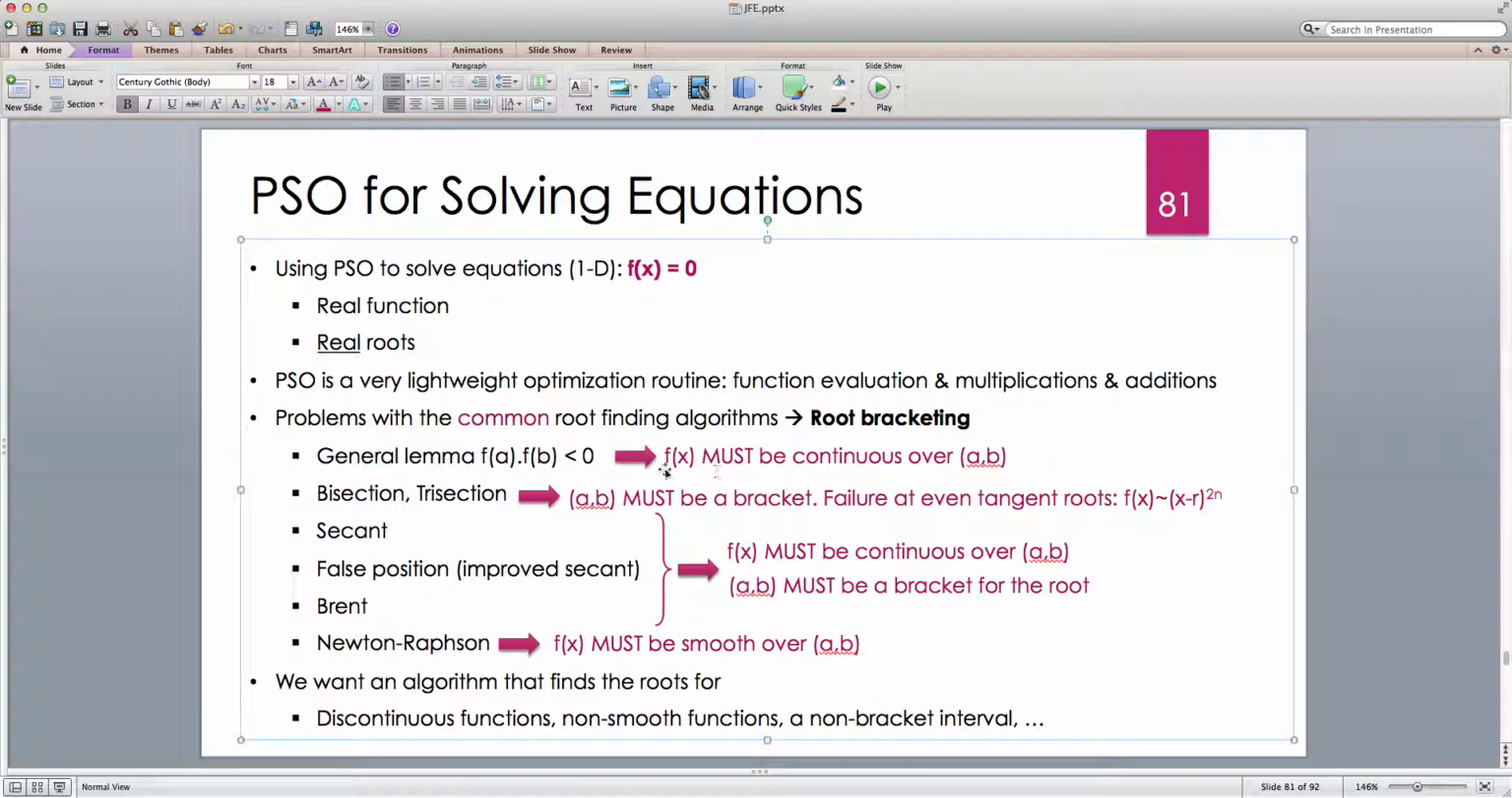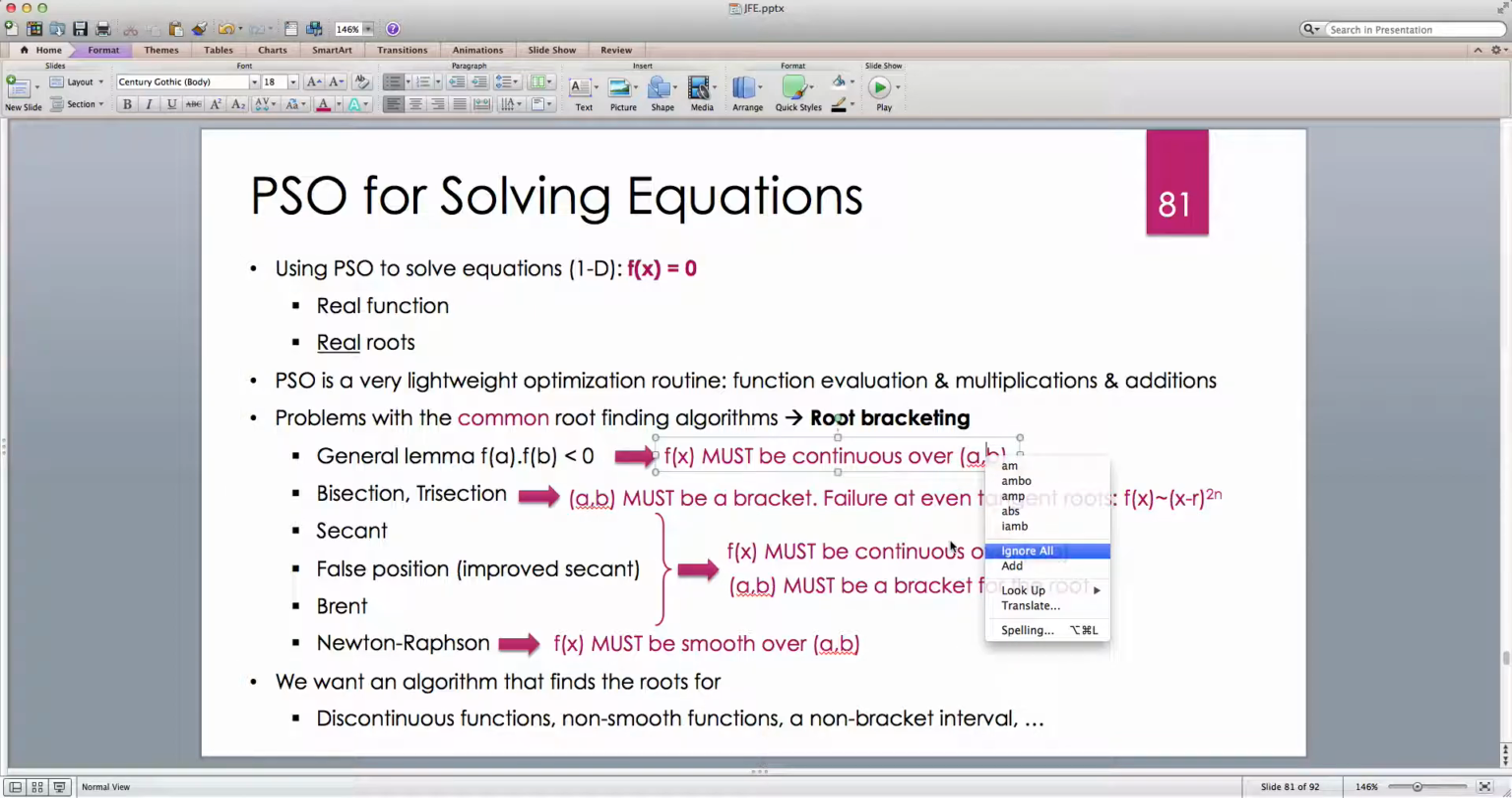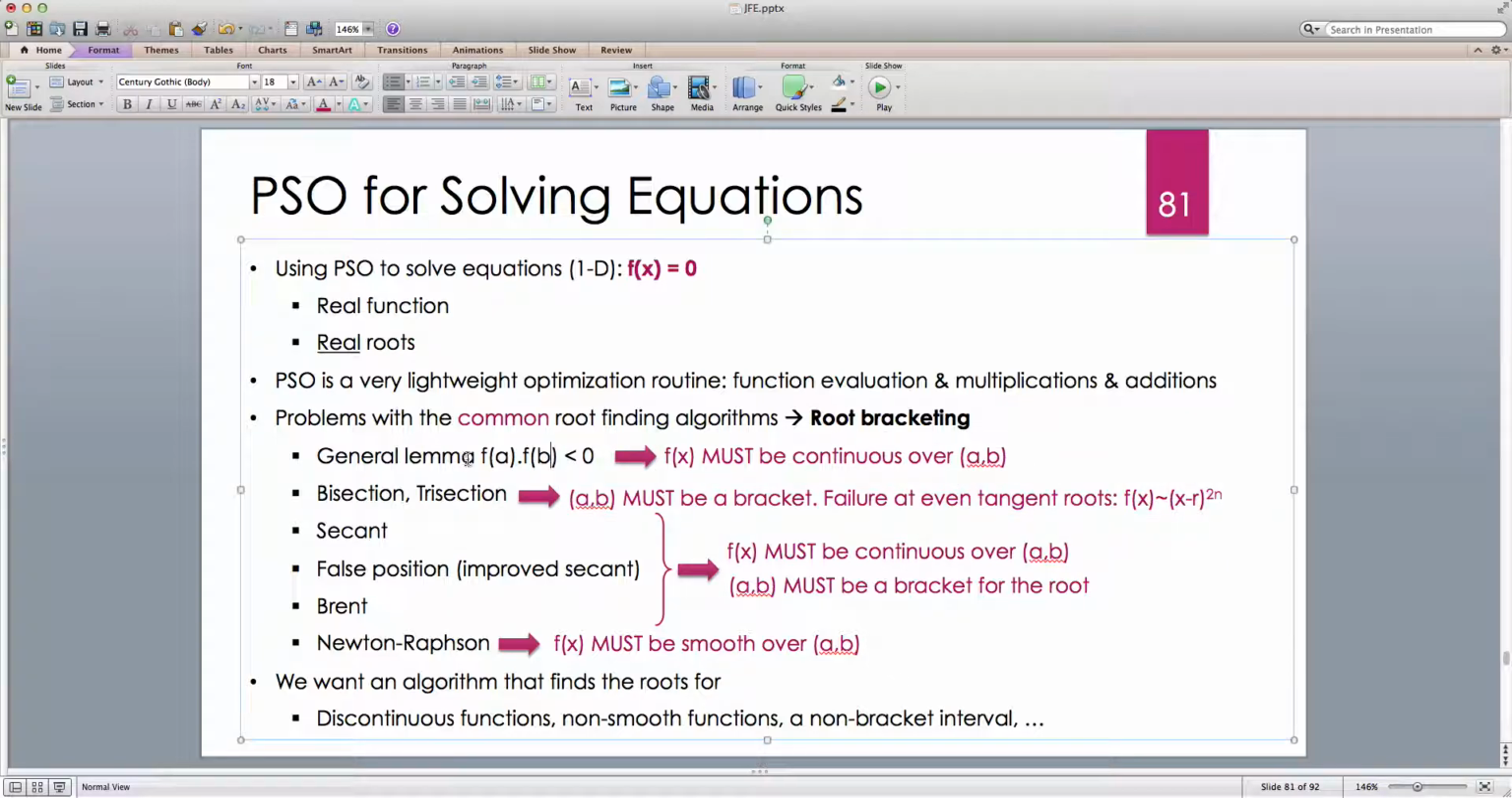The notion of root bracketing was based on the general lemma of root bracketing, which means that if we are searching for the roots of f of x equals 0 over the interval of a and b, then if f of a times f of b is less than 0, this general lemma of root bracketing guarantees that this interval of a and b is a bracket for the root. So there is at least one root in this interval.